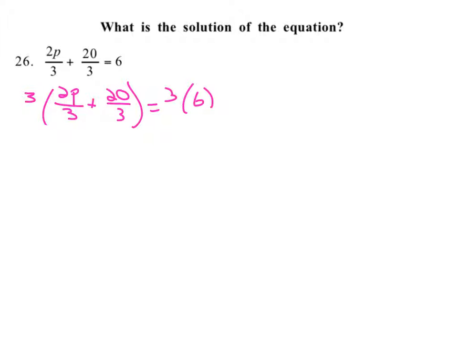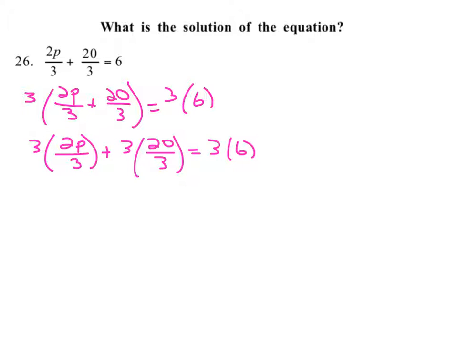So we would say, and you might know what the result is, but you're going to show it anyway. You're going to say 3 parentheses 2p over 3, multiplying the first term, plus 3 parentheses 20 over 3, the second term, equals 3 times 6. And now we know that this divided by 3 gets canceled out by that times 3, and we're left with just 2p. Likewise, this divided by 3 on the 20, and this times 3 cancel out, so we just get plus 20. And then we have to actually do 3 times 6, which is 18.